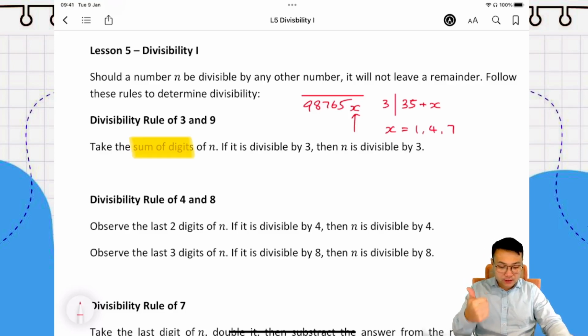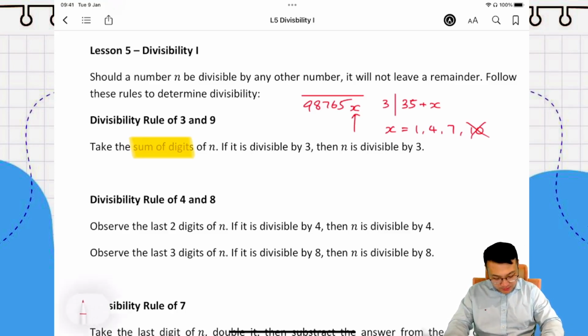Okay, it can be 1. If x is 1, you get 36. If x is 4, you get 39. If x is 7, you get 42. Okay, can x be 10? No, because x is a single digit number. 10 is already 2 digits, so x can't be 10. So x can be 1, 4, or 7. Very good, students, well done.